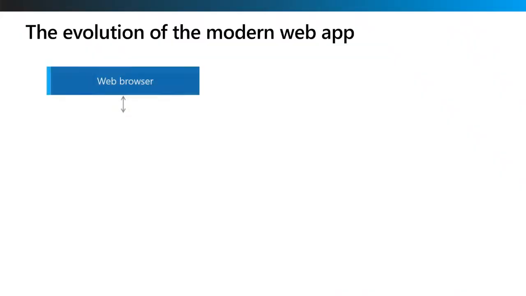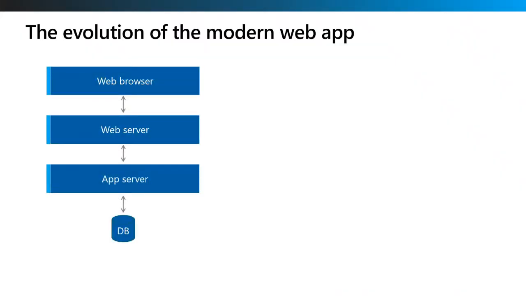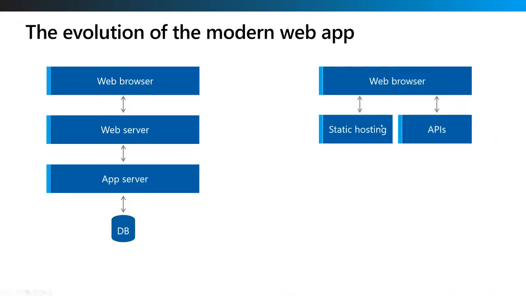The traditional modern web app looks like this: web browser, web server, app server, database. As the developer, you have to manage the database, the web app server, the web server, the web browser. But with JAMstack, you have a web browser, and then static hosting. This is where your markup will be hosted, which is usually a CDN.